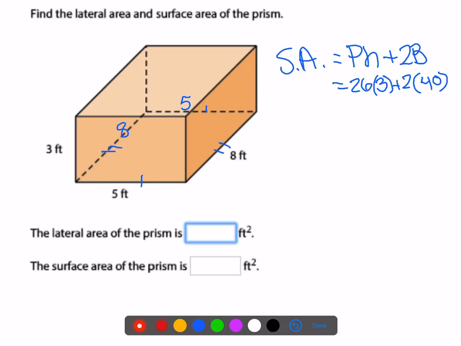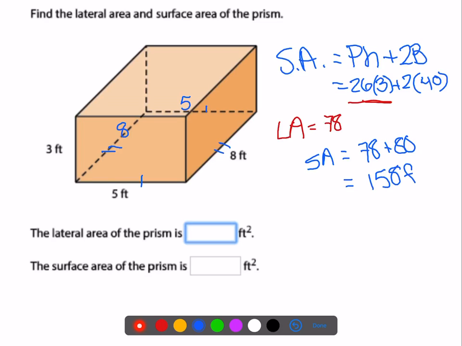Now again, this first section, this is lateral area right there. So lateral area is equal to 26 times 3. Let's do that real quick. 26 times 3, well, 26 times 2 is 52. 52 plus 26 will give us 78. And then our surface area is 78 plus 80, which will give us 158. Now we don't want to forget our units. Feet squared and feet squared.